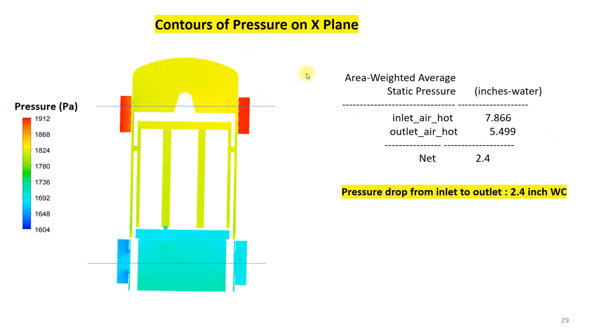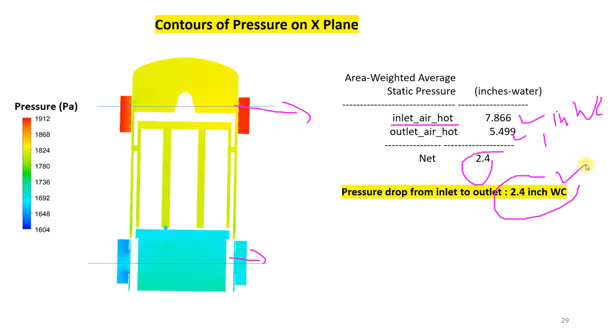And for option 3, with basket, because basket is considered here, the basket is also adding some pressure drop. And how can we find out pressure drop? Take the average pressure at the inlet, 7.86 inch water column, and outlet pressure, 5.5 inch water column. Take the difference and you get a pressure drop of 2.4 inch water column. That means the pressure drop for this configuration is 2.4 inch water column.